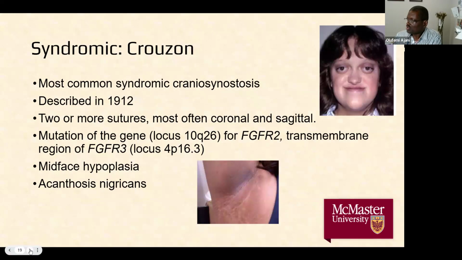Crouzon is also a syndromic craniosynostosis. The key difference between the two is the mid-face hypoplasia that appears in Crouzon, and also the fact that Crouzon does not usually cause a lot of mental retardation. But other features of Crouzon include acanthosis nigricans, and it is due to a mutation of the FGFR gene, FGFR2 and FGFR3.